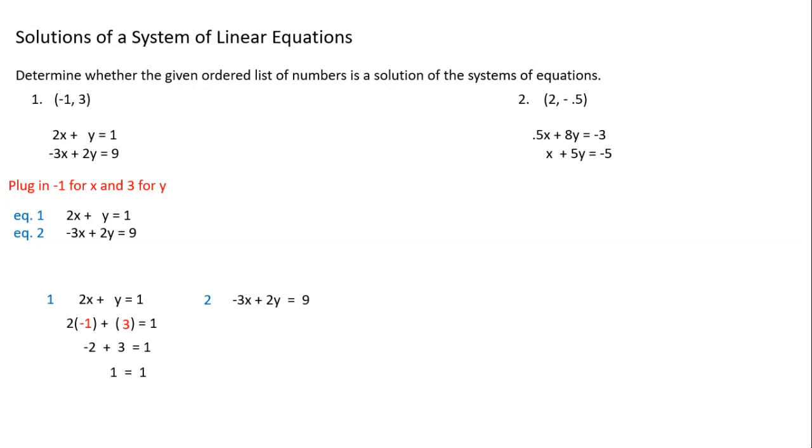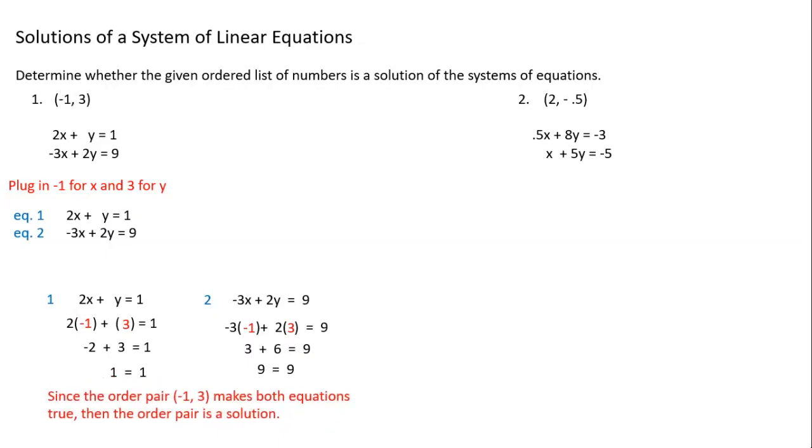So I'm going to take equation 2 and do the same process. I'm going to replace the x with a negative 1 and the y with a positive 3. So a negative 3 times a negative 1 is a positive 3. 2 times 3 is 6. And 3 plus 6 is 9. I have a true statement. So for this particular one, negative 1, 3 makes both equations true. Then the ordered pair is a solution of the system.